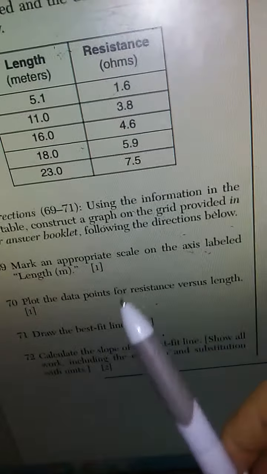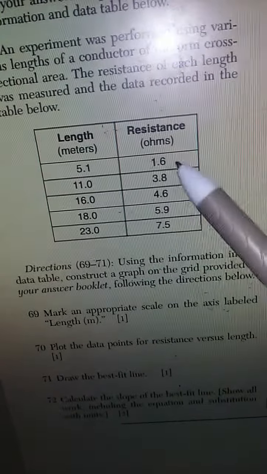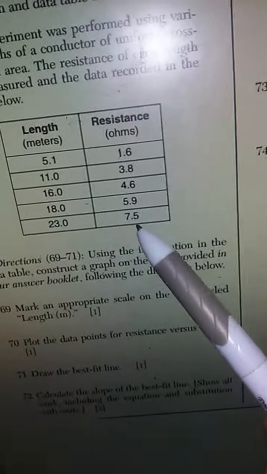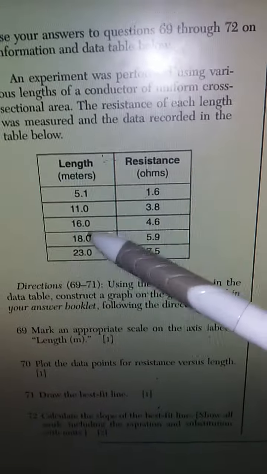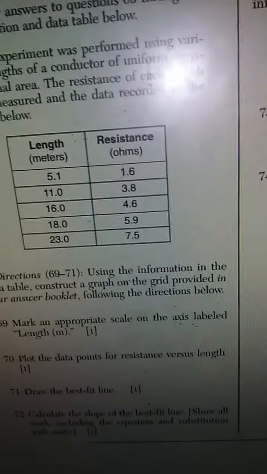Resistance versus length. That means whichever one they say first, resistance, is going to be on the y-axis, and length is going to be the x-axis. So the y only goes up to 7.5. I can make it count by 1s all the way up to 8. The x goes up to 23. I can make it count by 5s.